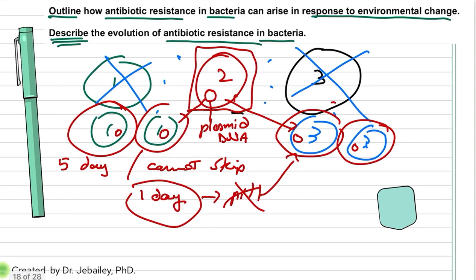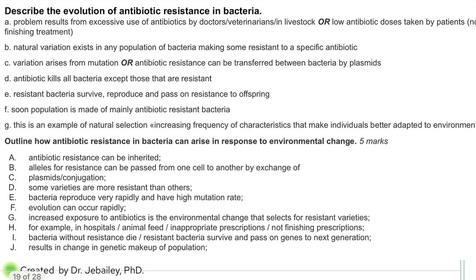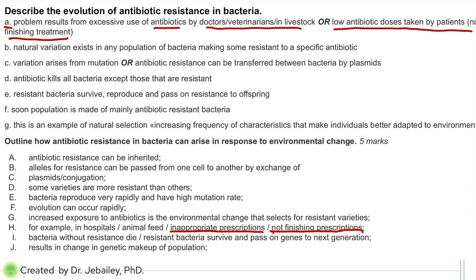So now let's look at the mark scheme. As you can see, these two questions are asking exactly the same thing. But as usual, IB never gives you exactly the same mark scheme. Some mark schemes will have things in common, and some sentences that are not in common. So looking from here, we can see, for example, the first one says, the problem results from excessive use of antibiotics by doctors and in veterinary livestock, or low antibiotic doses taken by patients not finishing the treatment. This can be found here in H: not finishing the prescription, inappropriate prescriptions. So these two match. So you can see the A and G matches 1.